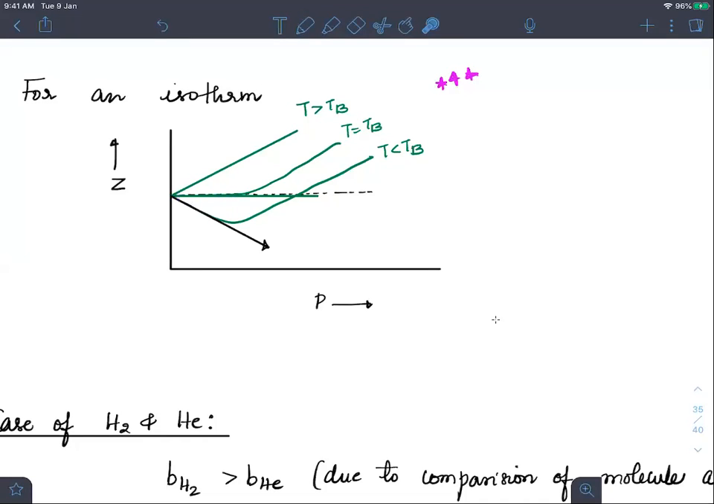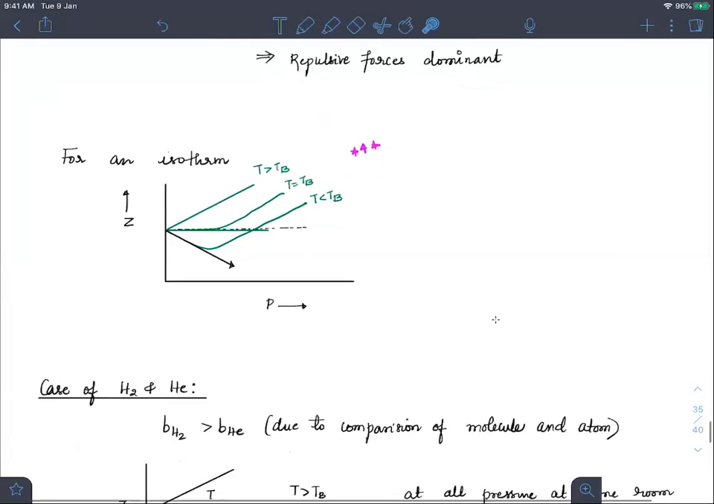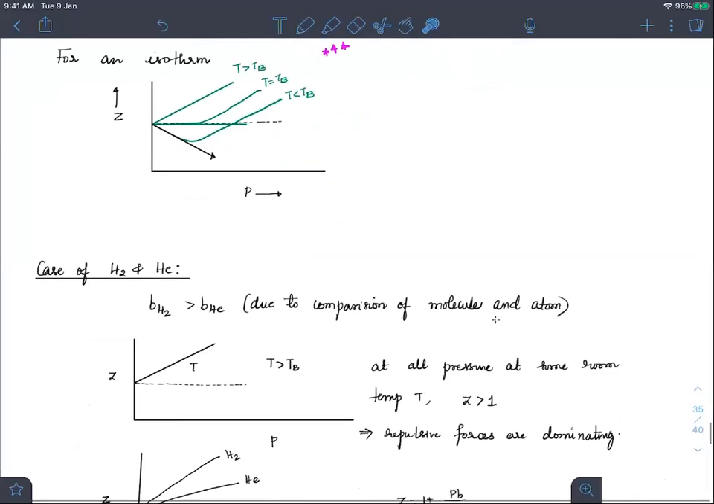See, the line which is almost parallel to Z is equal to 1 and then slowly increases at higher pressure. This is called the isotherm at Boyle's temperature. Now, any isotherm which you draw which is less than that, which is going negative deviation, that temperature has to be less than Boyle's temperature. Anything which is greater than that, it has to be greater than Boyle's temperature. Everybody got that graph now?